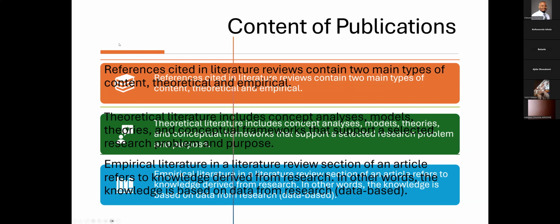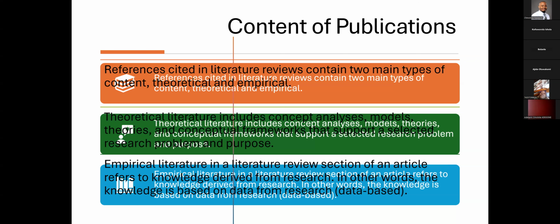All right. So the content of publication: references cited in a literature review typically contain two types of content. We have the theoretical and the empirical. The theoretical content, or theoretical literature, includes concept analysis. These are theory, they are not empirical. They are not based on original data collected. They are conceptual, they are theoretical. So when we do a literature review on concept analysis, they are theoretical literature.